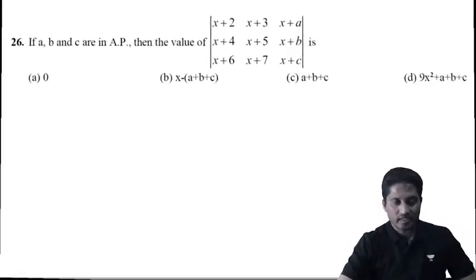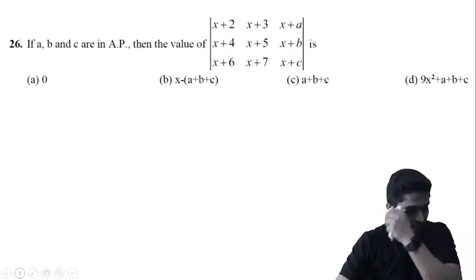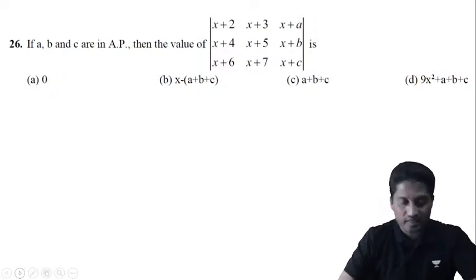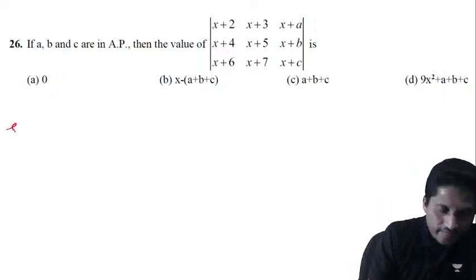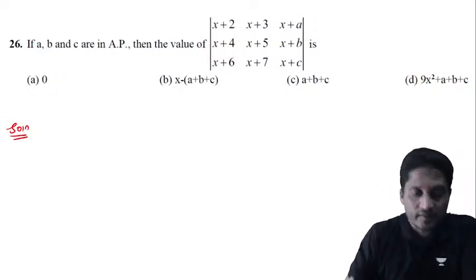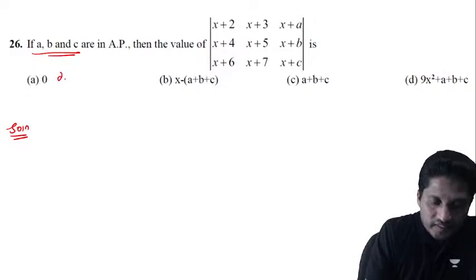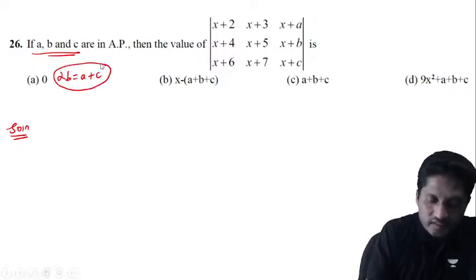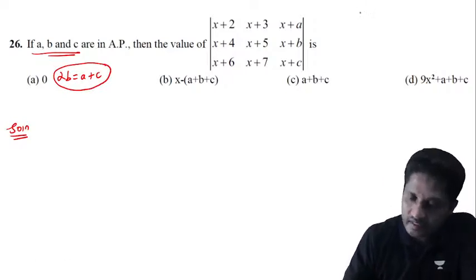Right, question number 26. Even this is NCERT. It's an NCERT multiple choice question only. Three numbers A, B, C are in AP. Whenever three numbers are in AP, obviously 2B is equal to A plus C. Sequences and series. Or you can take it like this.